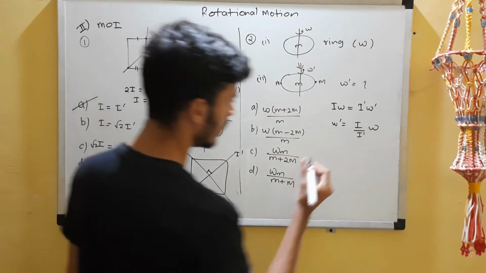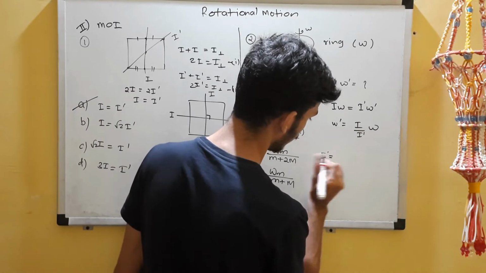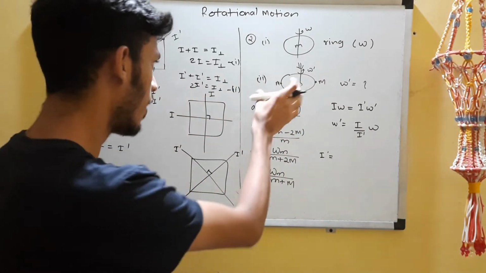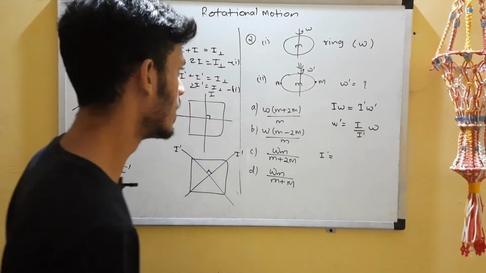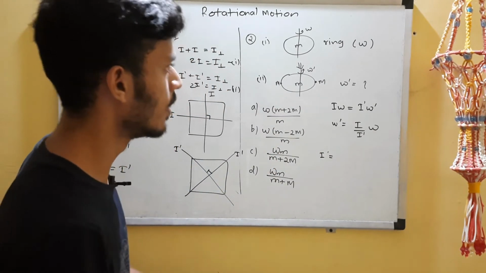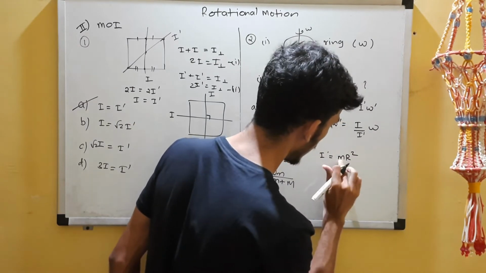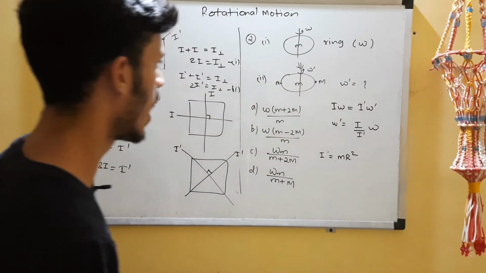Now how can we find I dash? We have to find the moment of inertia of this system. So first of all, it will be the moment of inertia of the ring, which is m r square, small m into r square.